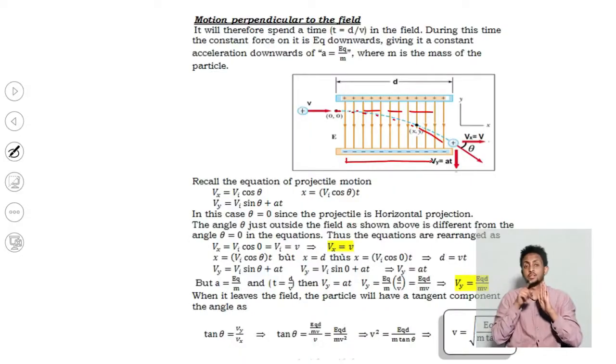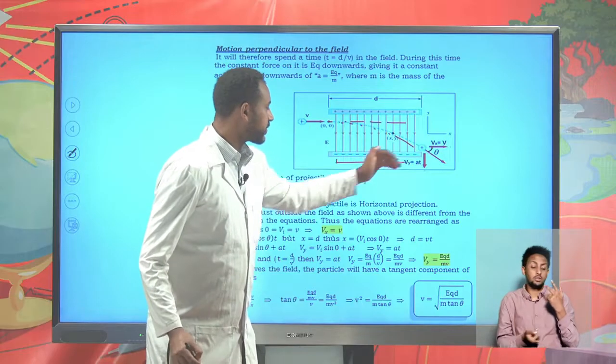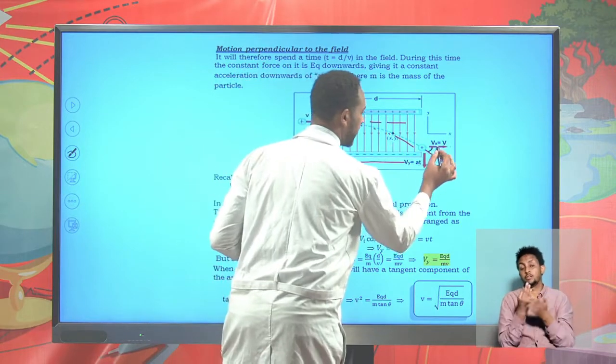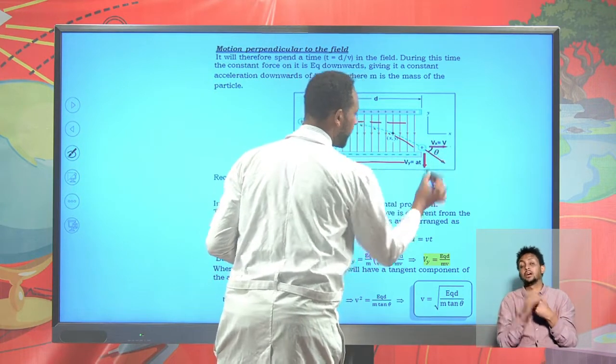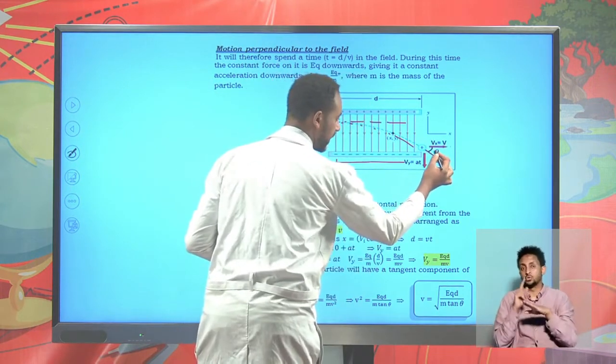So as we have discussed in projectile motion, the velocity remains constant for horizontal projection. So the horizontal velocity Vx remains v. There is a downward velocity, which might be expressed as a times t. So you can find the mathematical expression. And at last, as it twists and moves out from the field, there will be an angle theta, the angle of deflection, known by tan theta.